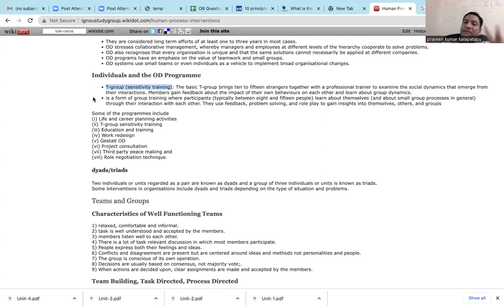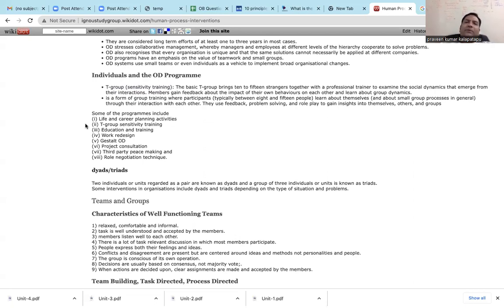T group is specifically one of those sensitivity trainings where you make people realize group dynamics by getting them together. So this is one such human process intervention. Like that there are multiple human process interventions, and we are going to go through some of them in the rest of the chapter.